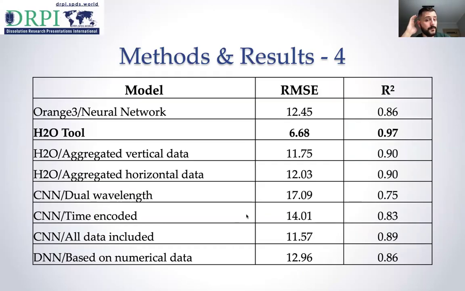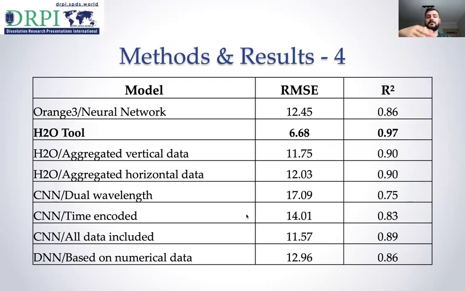Here are the results that I got from this study. As we see, model performance varied across techniques. We have H2O, which achieved the highest accuracy with the lowest RMSE. Also, one more model that is important was the convolutional neural network, which I will talk more about on the next slide.